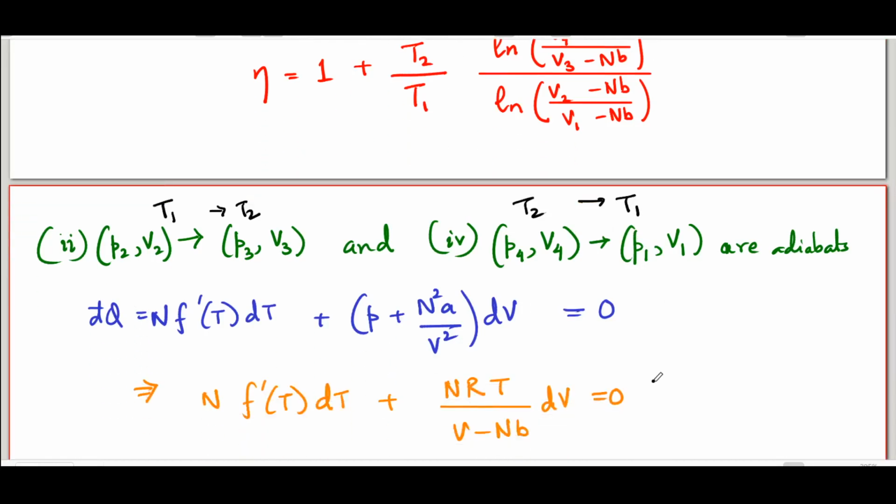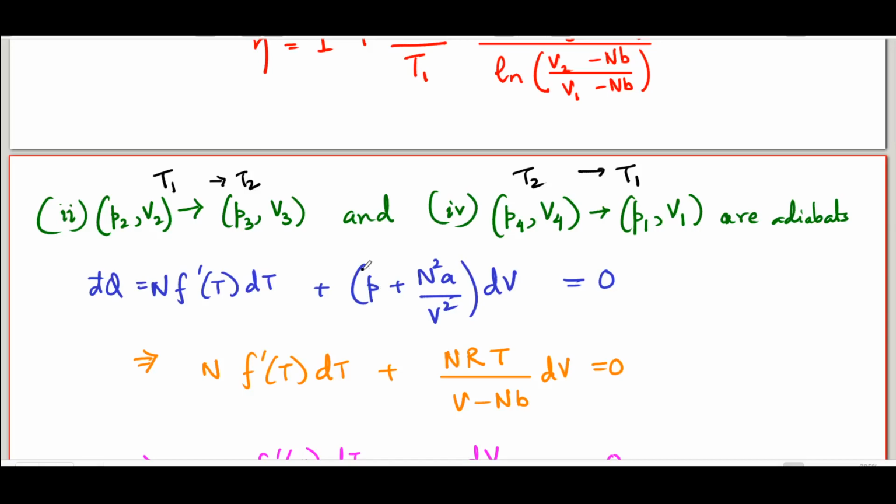Now note that in general, you can always replace P plus n square A by V square using the van der Waals equation of state by this expression, nRT by (V minus nb). So this is what the equation looks like.